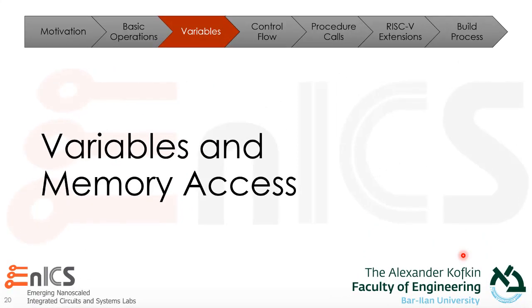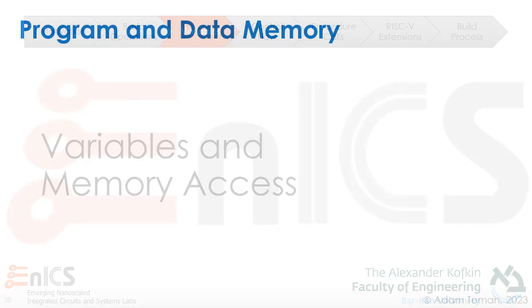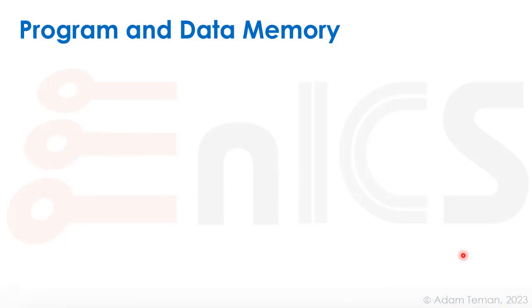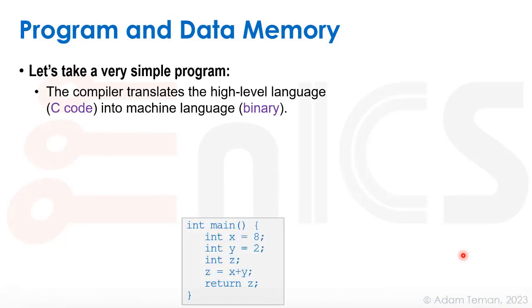So we'll now move over to variables and memory access. Let's look at program and data memory. We'll start with a very simple program. We have this program, int main, and it defines three variables, x and y. It initializes them, and it says that z equals x plus y and returns z.